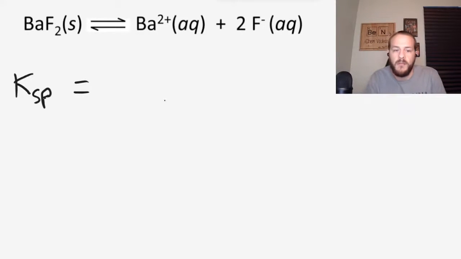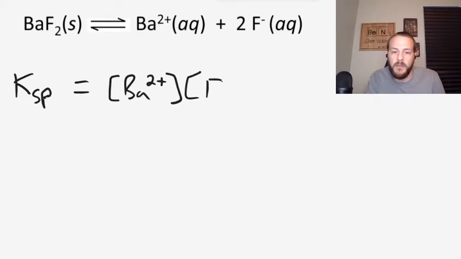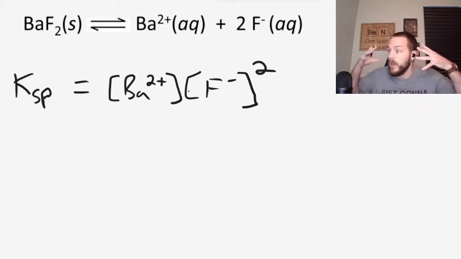And so if it's products over reactants, then the expression for the Ksp value is going to be as follows, where we have the concentration of the barium ion, that's one of the products, times the concentration of the fluoride ion, F minus, and that's going to be squared, because it's the products raised to their coefficients divided by reactants raised to their coefficients. And so that's going to be the equilibrium constant expression, the Ksp expression. Notice that I have omitted barium fluoride from this expression.